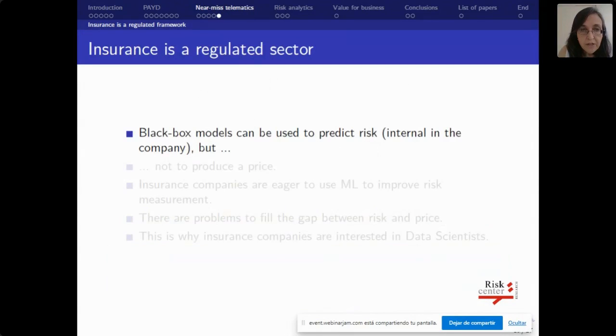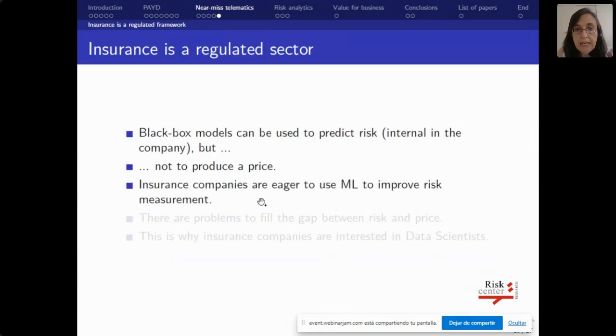Okay, so if insurance is a regulated sector, black box models can be used internally in the company to predict risk, but they cannot be used externally to produce a price for consumers. And that's really a crucial point to understand.